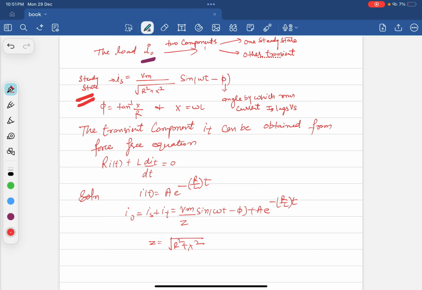The transient component It can be obtained from the free force equation, that is R It plus L di by dt equal to 0. Here we will calculate the value of It, that is A e raised to power minus R by L t, by applying the Laplace transform. So the load current consists of two components, steady state and transient: Vm by Z sin omega t minus phi plus A e raised to power minus R by L t, where Z is the impedance, as we know, of R and L, that is under root of R square plus X square.